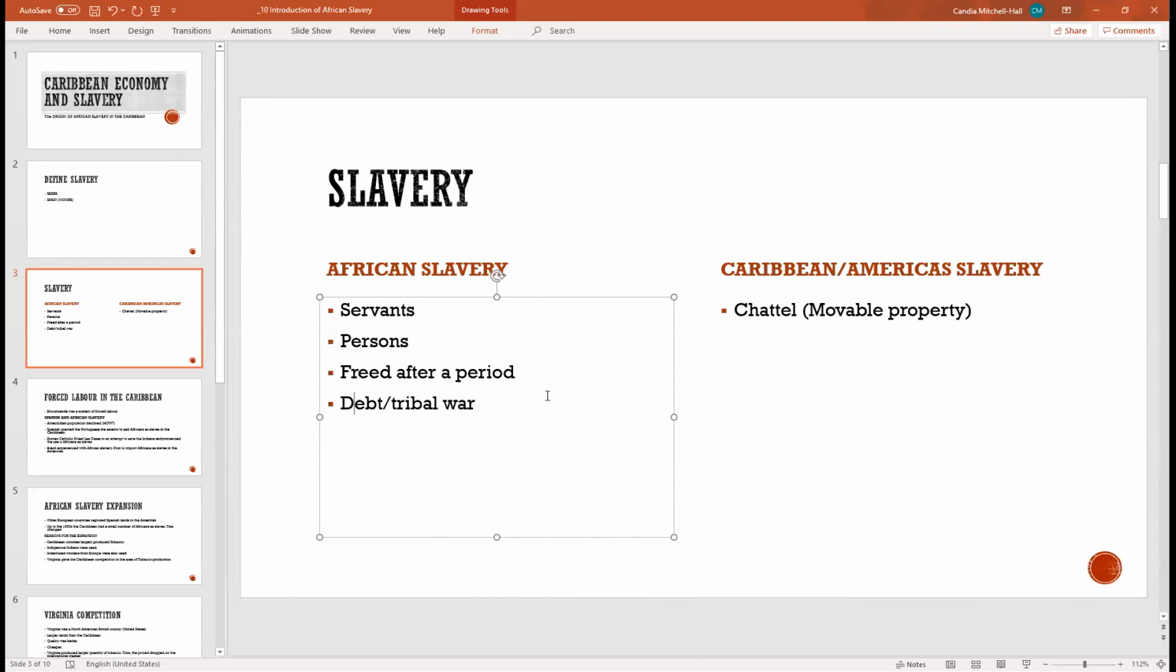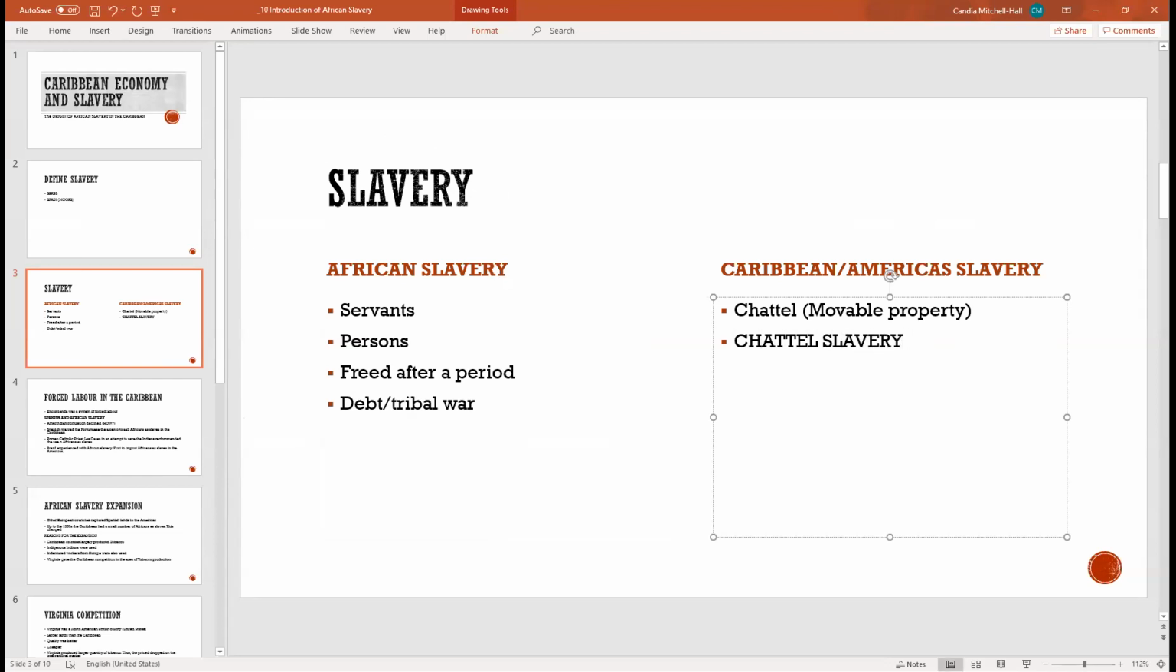So you had African slavery. You could not treat an African slave badly because you could face punishment or you could be enslaved yourself. So you had to treat them properly. But there's a type of forced labor that happened in the Caribbean and in the Americas that the world has never seen before. Never. And that was called chattel slavery.